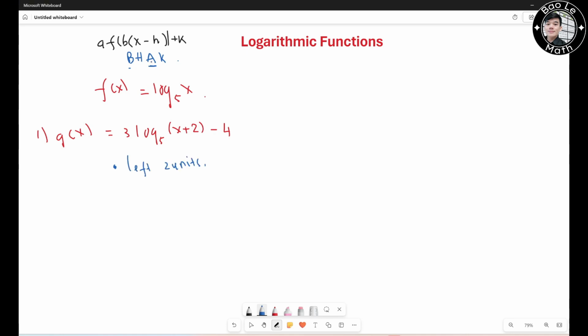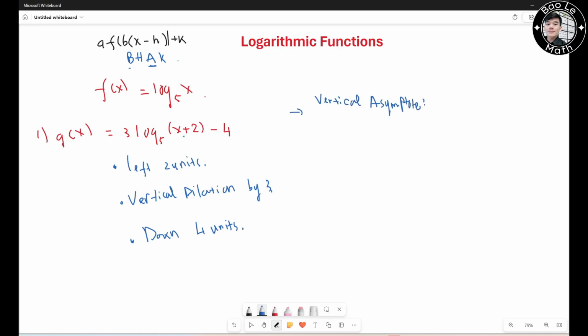Now the next one, we talk about the vertical dilation, which means a right here. So it's going to be vertical dilation by a factor of 3. And the last one, we talk about negative 4 right here, which means k. Vertical translation down 4 units. Alright, so how do we find the vertical asymptote of this one? You just let this guy equal to 0, right? So you have s plus 2 equal to 0. You solve for s, so s equals negative 2. So your vertical asymptote is s equals negative 2.